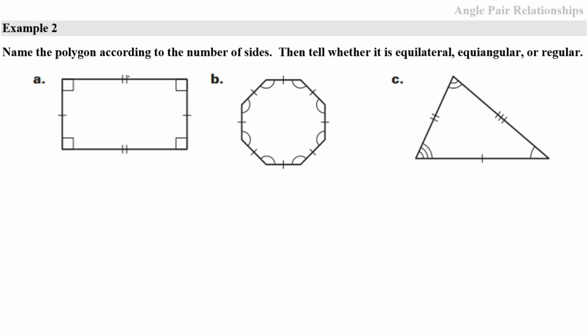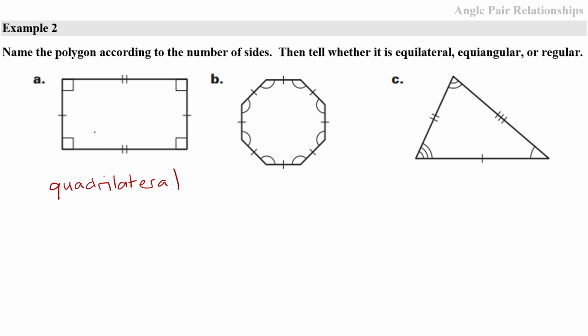Name a polygon according to the number of sides. Tell whether it's equilateral, equiangular, or regular. If you look at this one, it has 4 sides, and you might be tempted to call this a rectangle. But we haven't gone over rectangles yet, so we're just going to call this a quadrilateral. If it just has 4 sides in general, it's a quadrilateral. Squares, rhombuses, trapezoids, rectangles are all quadrilaterals. We'll get into more detail on those later, but for now, just call them quadrilaterals.